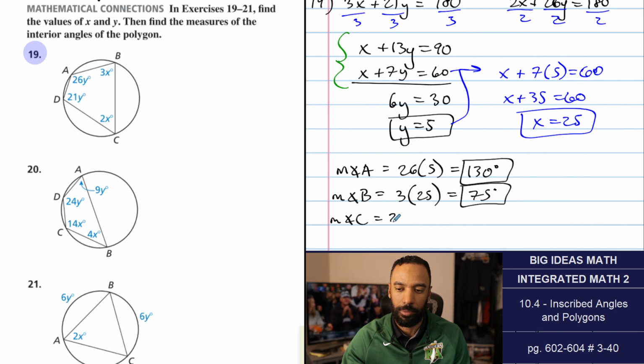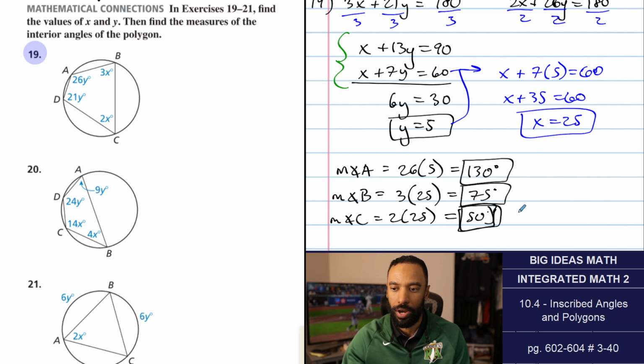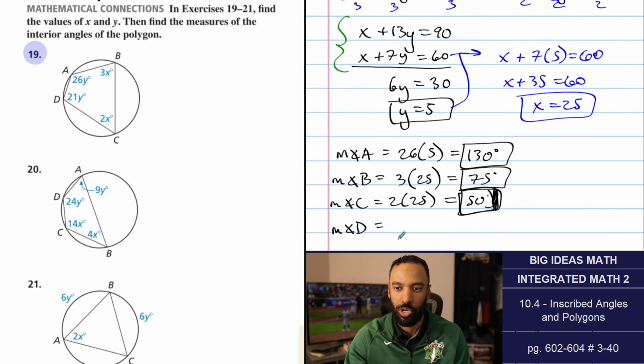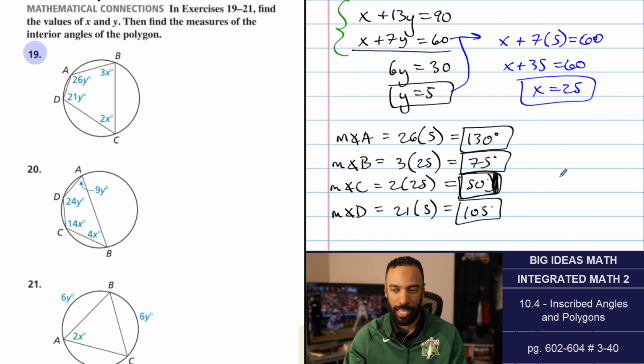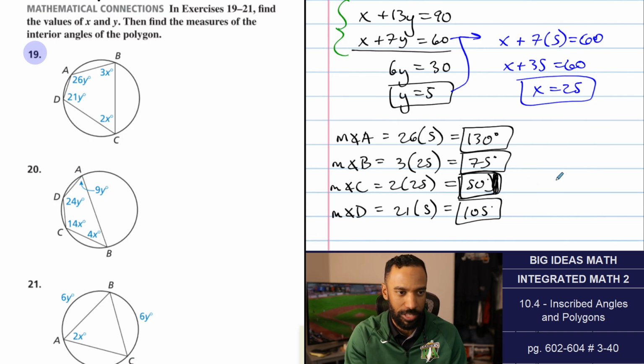Measure of angle C is going to be 2 times 25, which is 50 degrees. Now, 50 plus the 130 is indeed 180. So that's one of the supplementary sets right there. And the measure of angle D is going to be 21 times the y value of 5, which is 105 degrees. And 105 plus 75 is also 180. So it seems like those are the right answers for that system.